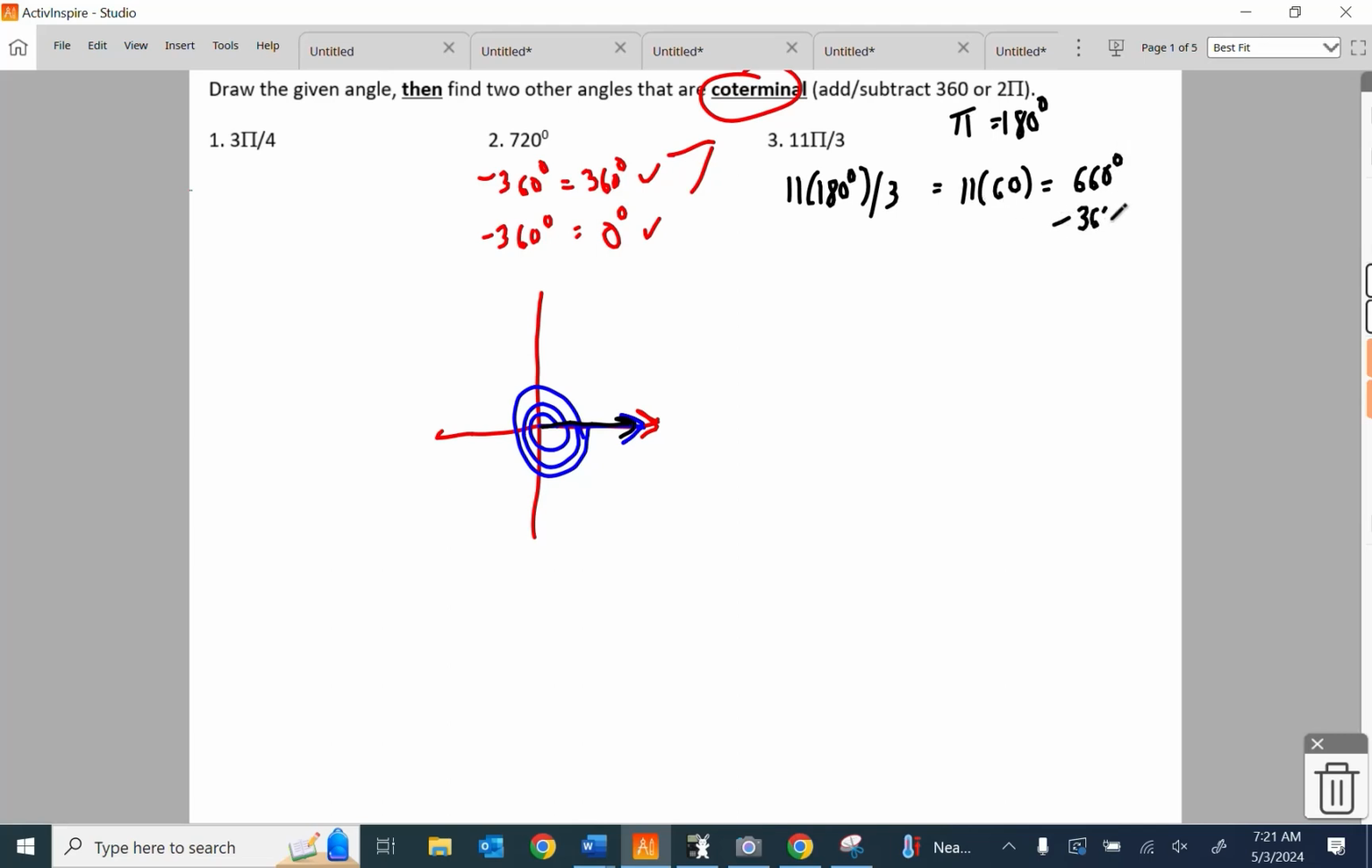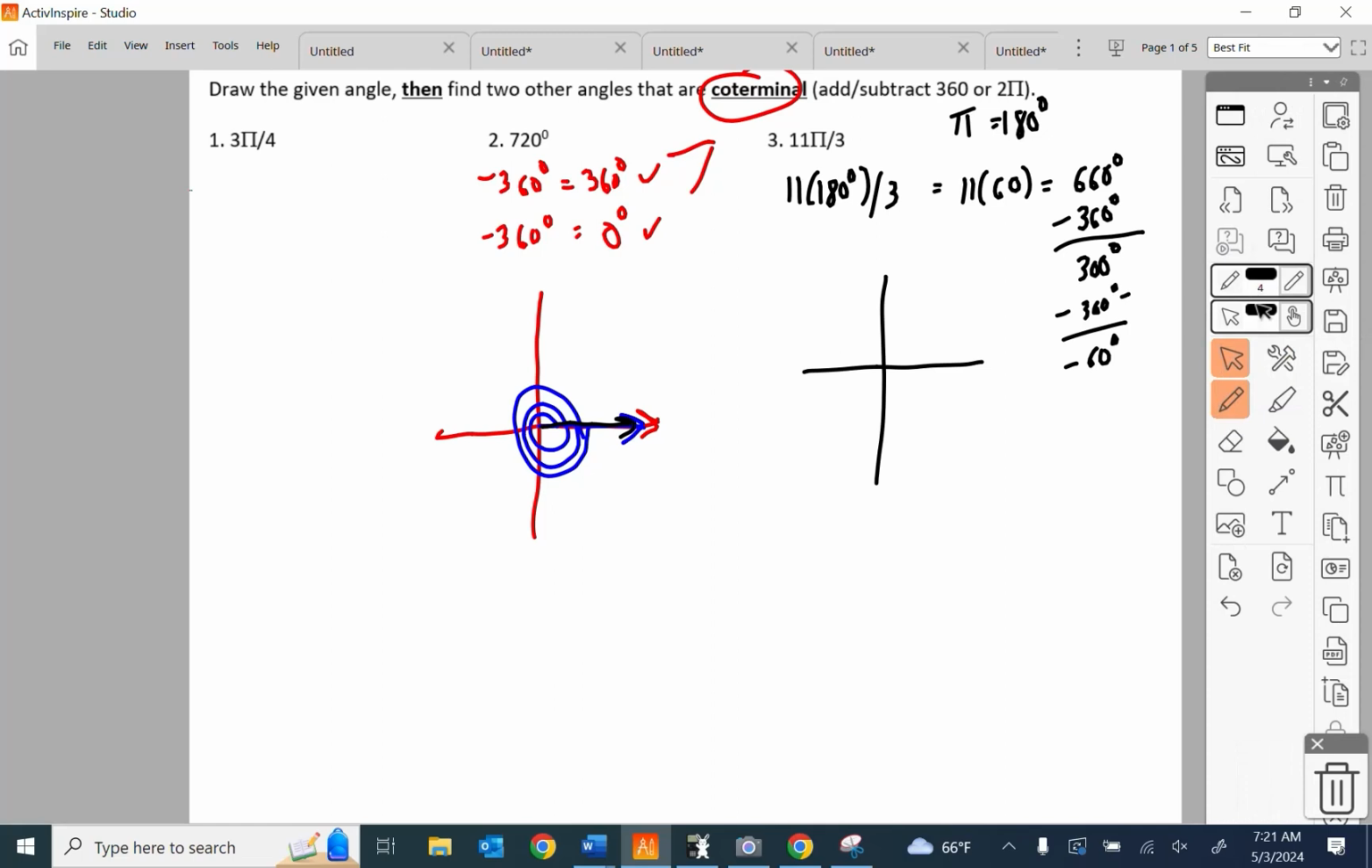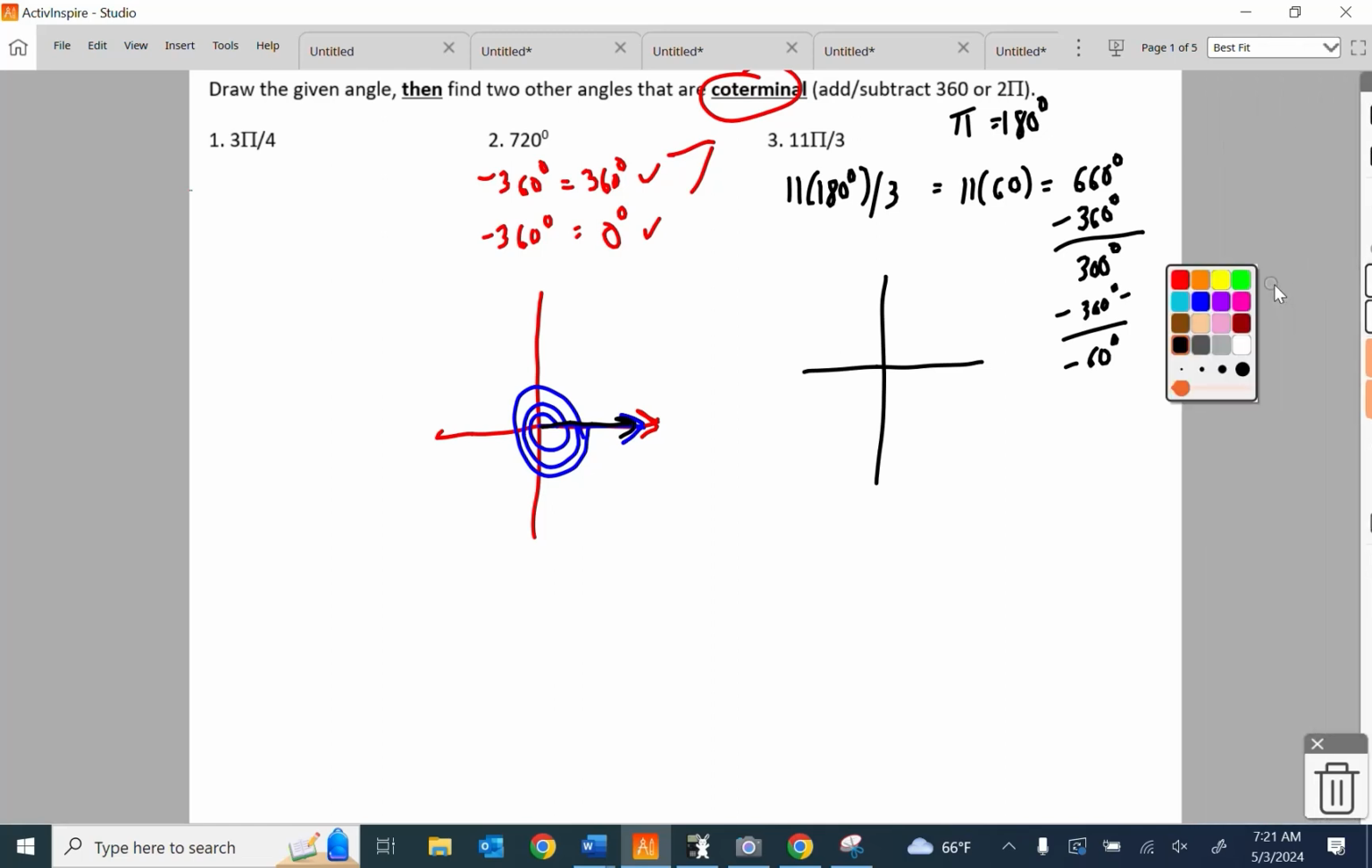So let's take away 360, and I'm going to get 300. All right. Take away 360 again, and I'm going to get negative 60. And that's actually the one I feel like drawing this time, because I'm just being lazy. But actually, it said draw the angle, didn't it? It didn't say draw the coterminal angle. It said draw the angle. But 660 is going to rotate 360, and then 300 more. It's going to stop right there with a little 60-degree reference angle.